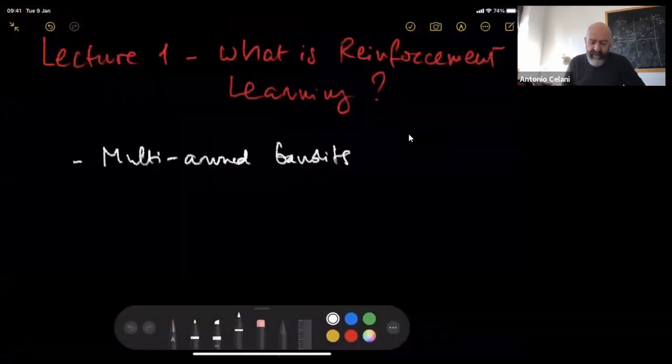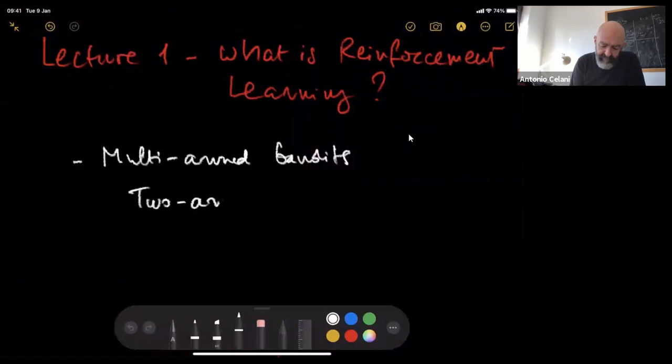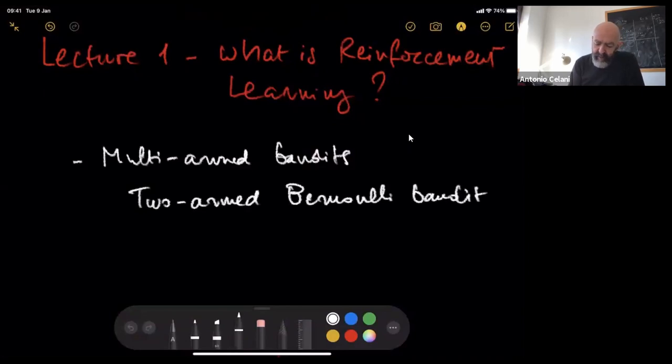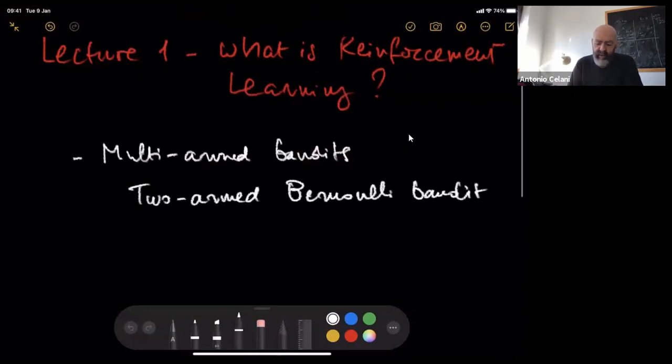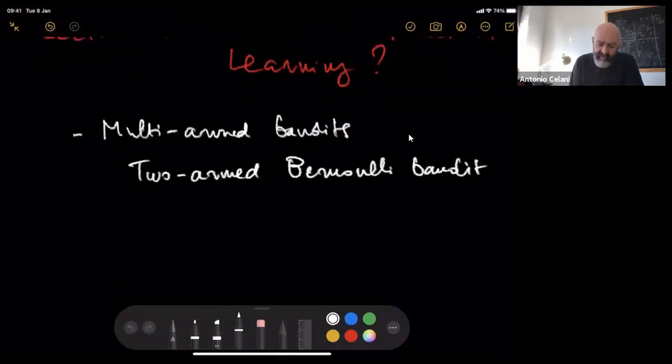Okay. The simplified version is called a two-armed Bernoulli bandit. Okay, this is a fancy name for a situation in which you have two coins, okay? You have coin A and coin B.